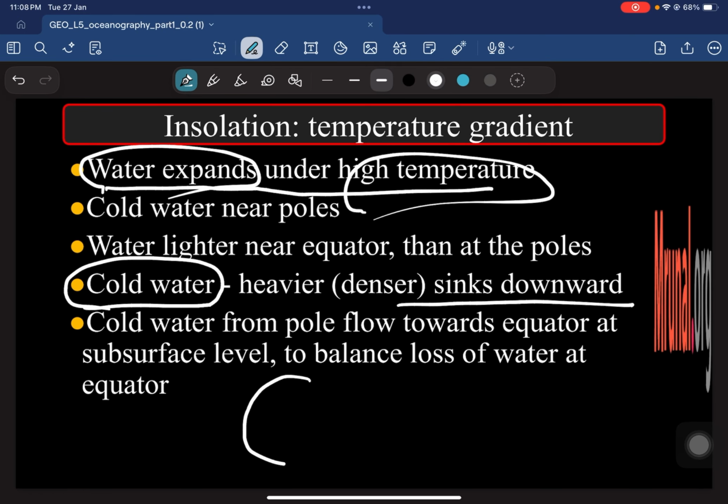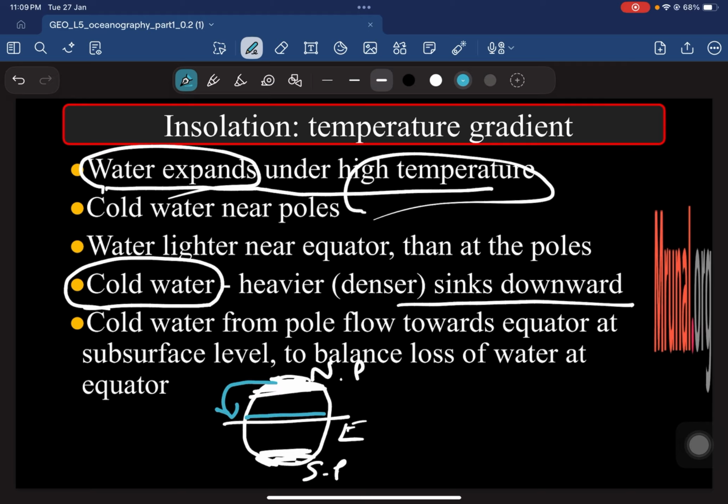Cold water. For example, this is Earth, this is the equator, this is the North Pole, this is the South Pole. Here we are going to see what? Cold water, right? It means here in the North Pole and South Pole, what will happen? Water will sink and it will move from the North Pole towards the equator.